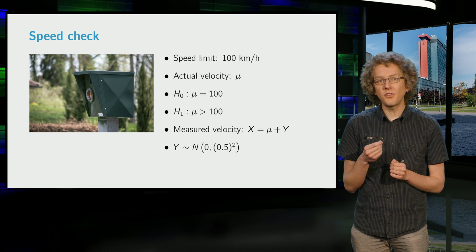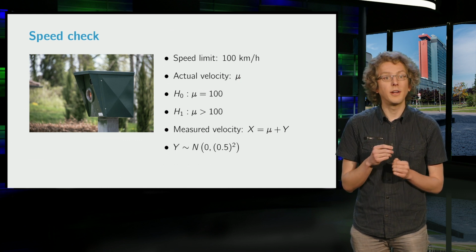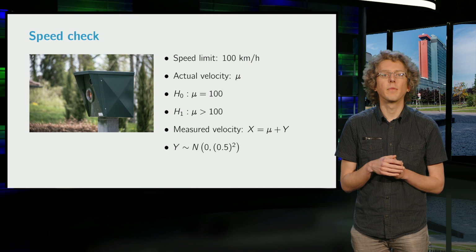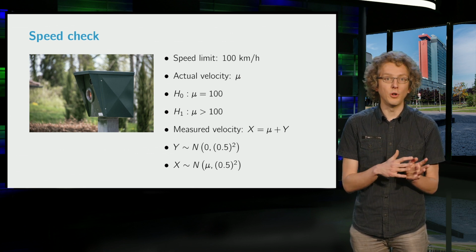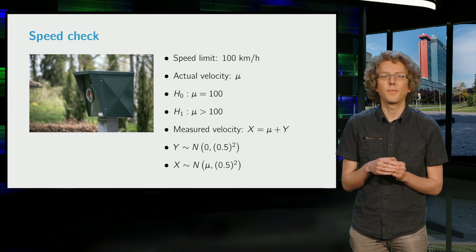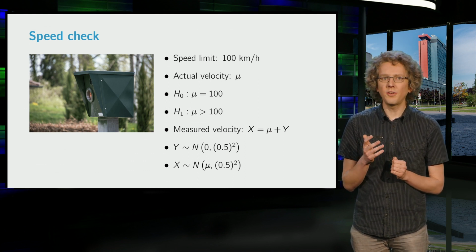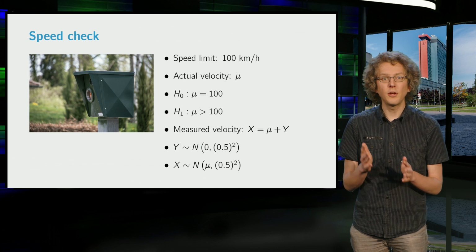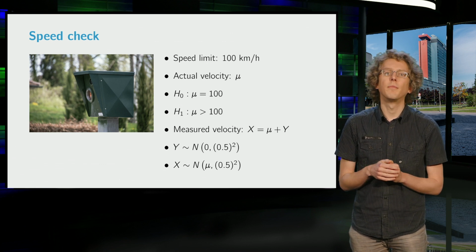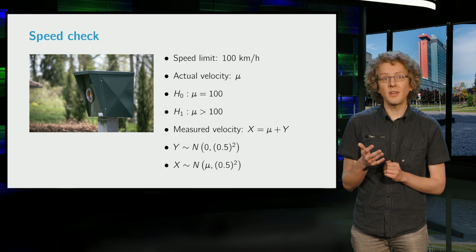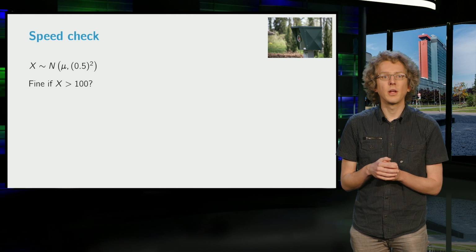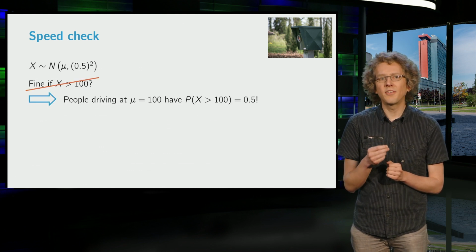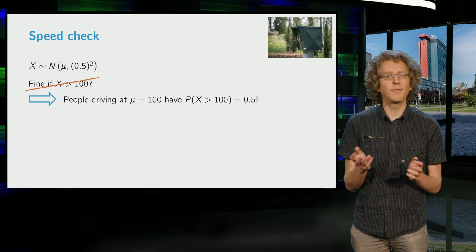Notice that mu is just the actual velocity of this one car. There is no randomness there. We find that x has a normal distribution with parameters mu and 0.5 squared. The question now is, for which measured velocity should the police issue a fine? Intuitively you might say, well, they should fine if the measured velocity exceeds 100. However, a person driving at exactly 100 km per hour then has a 1 in 2 probability of getting fined.